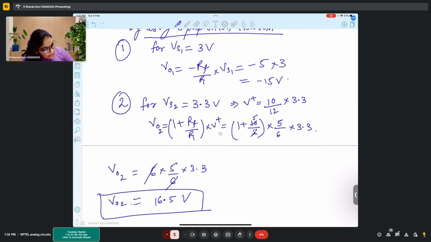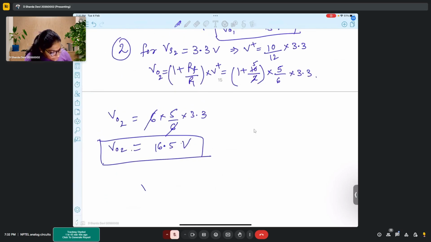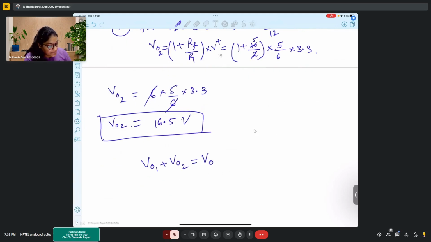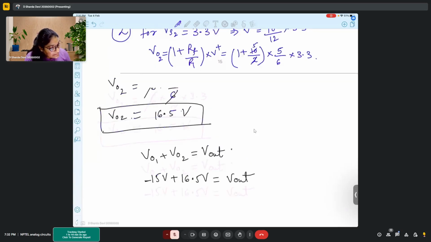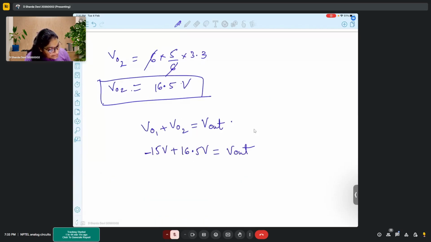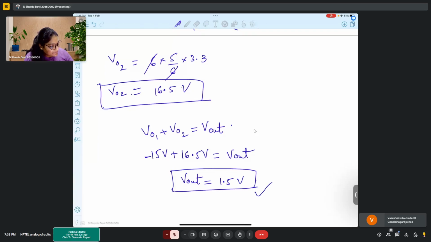And here we got 15 volts as V01. So now V01 plus V02 is V0, correct? V out. The final V out is the sum of two outputs. So this is 15 volts plus 16.5 volts is V out. Minus 15 plus, here it is minus. So minus 15 plus 16.5 is V out. So V out is 1.5 volts, right? So 1.5 volts is the final output.